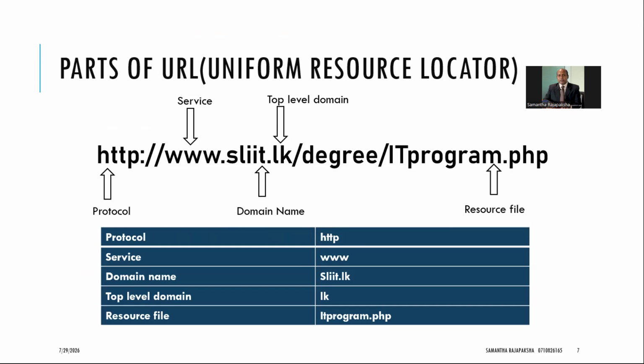Then slate.lk is the domain name. Each domain name can have a top level domain like .lk, .com, .net, .org. And then the other part is a path for the source file or resource file. So this is what we call a Uniform Resource Locator.